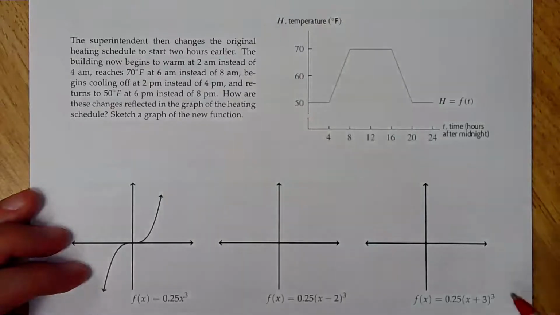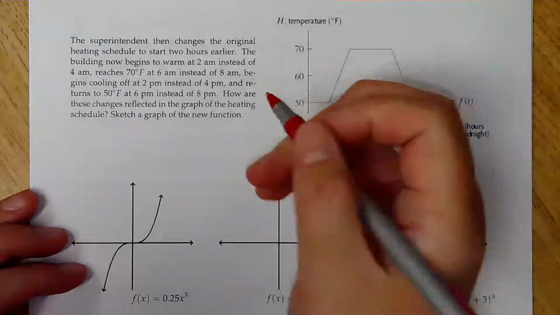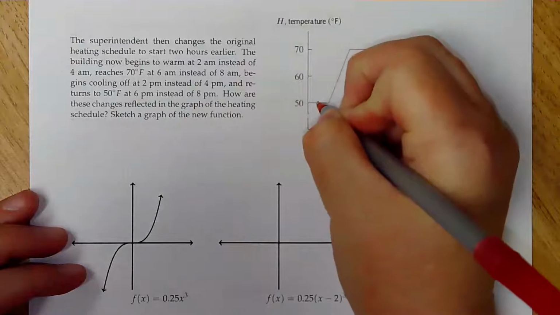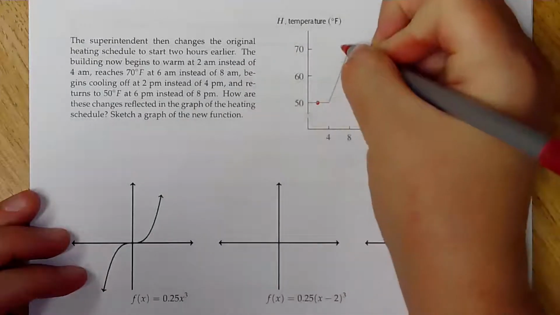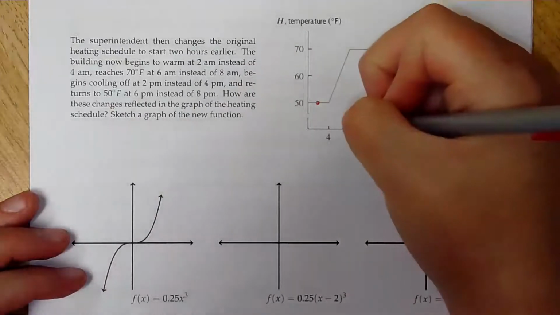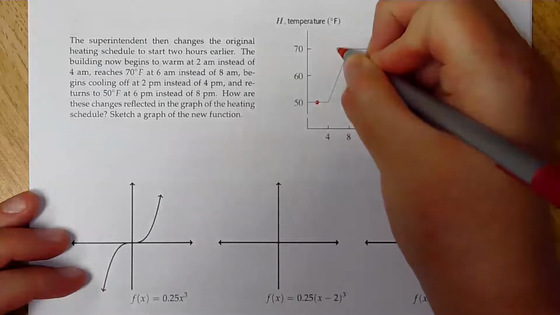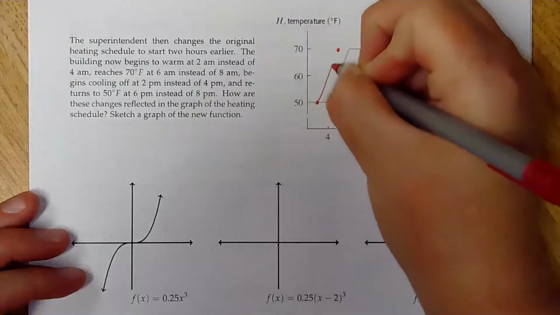And we're going to go ahead and graph this. So we start out, we're going to start to warm at 2 a.m. So here's 2 a.m. Here's where we're going to start heating the building so that by 6 a.m., we are up to that 70 degrees. So that's going to look like this.